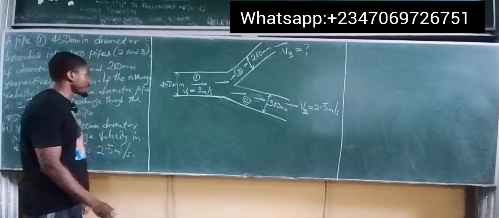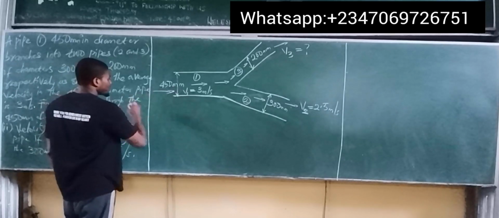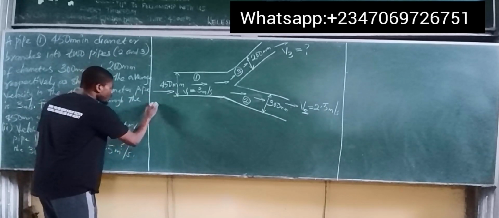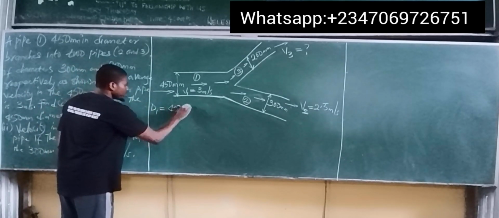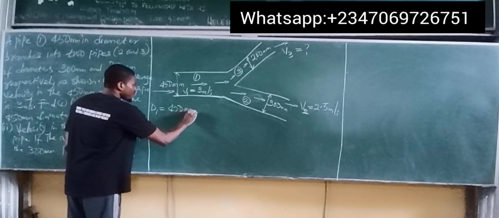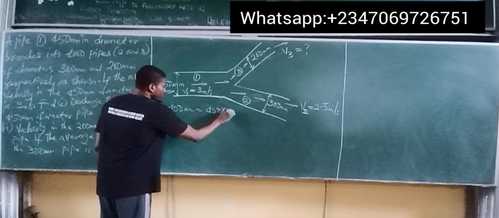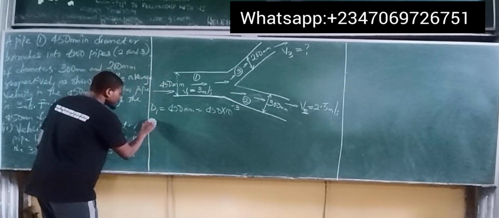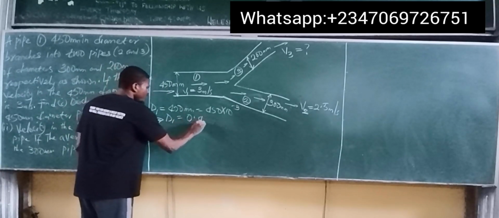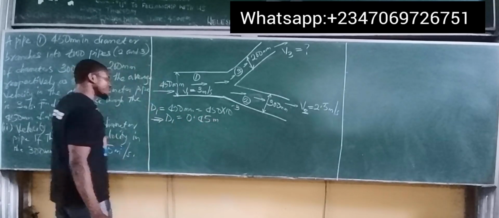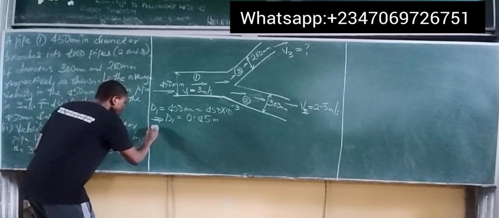Okay, so let's pick out our parameters. First, we are given the first diameter, through the first pipe. So inlet diameter or D1 is given as 450 millimeter. We convert this to meters simply: 450 by 10 to the power of minus 3. This now implies that D1 is equal to 0.45 in meters.